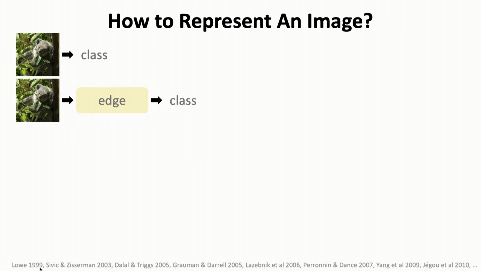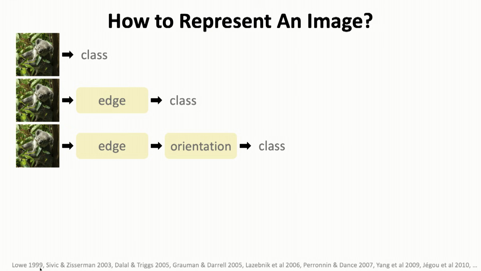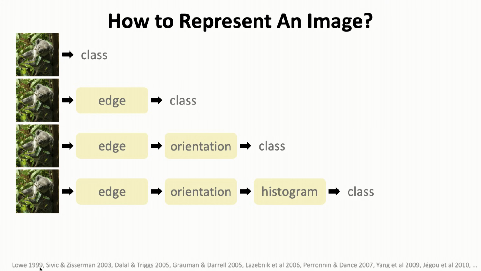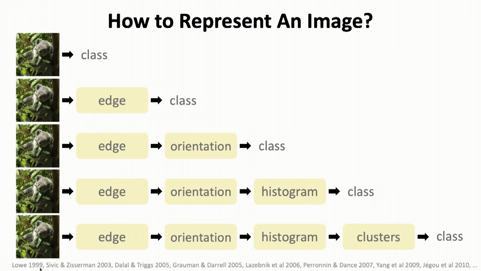So in order to have a slightly better representation, we may want to compute the edges on top of the pixels, because this will give us some more robust representations in case the illumination or the colors of the input space may change. Then, again, in order to have yet another better representation, we may want to compute the orientations of the edges, or the histograms of the orientations, or we may run some clustering algorithms on top of the histograms. So actually, this pipeline works pretty well if the problem is simple enough.